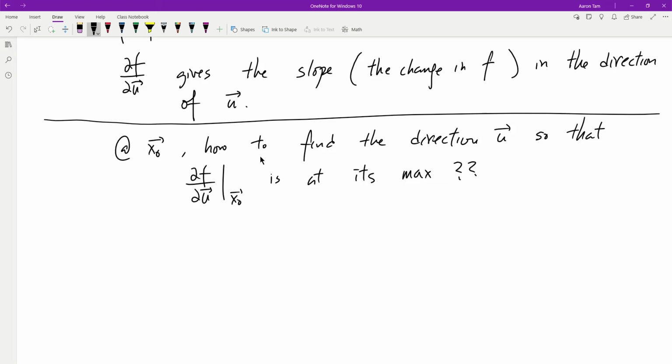And if you think about it, doesn't this kind of sound like an optimization problem? And it is an optimization problem. And they actually have a very simple solution to it. So I'll show you how that's done.